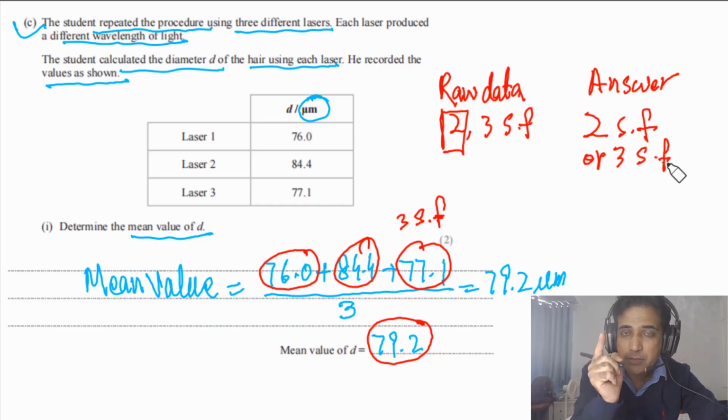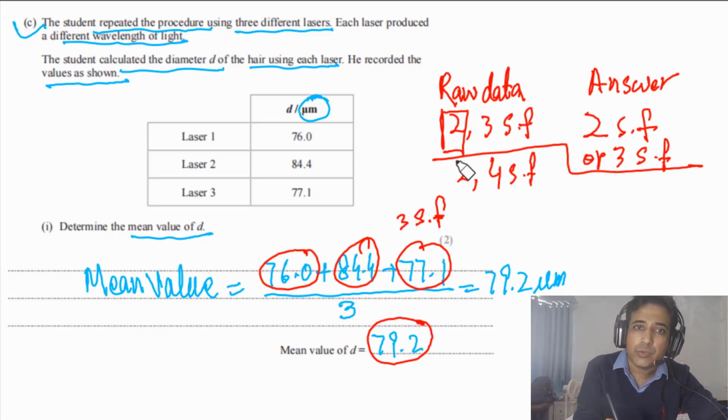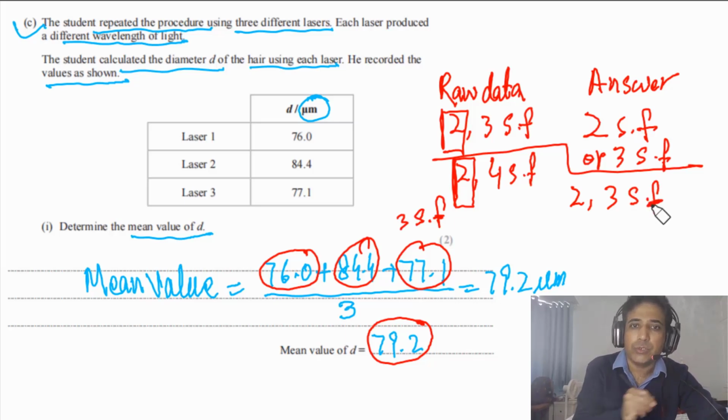The number of SF in the answer should be equal to the least number of SF in the raw data, or one more. Now let's say we have data that has 2 SF and that has 4 SF. How many SF do we have to use in the final answer? The least number of SF is 2. So your final answer can have 2 SF or one more, so it can also have 3 SF. This is the rule you need to understand.